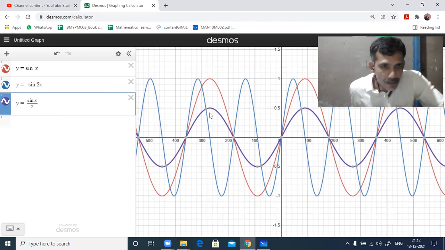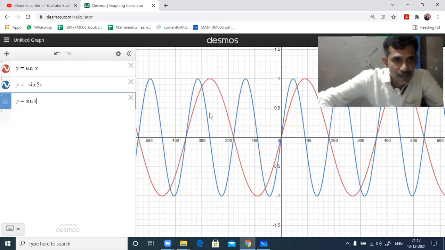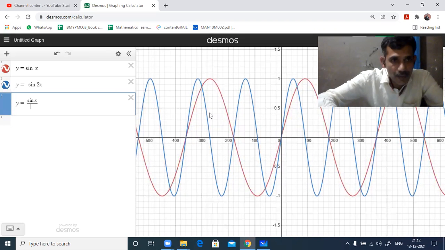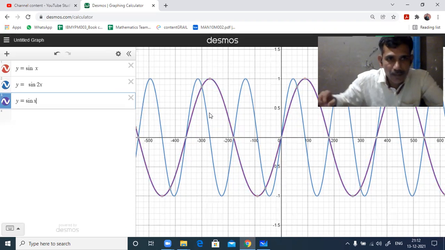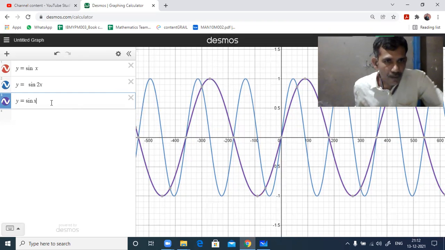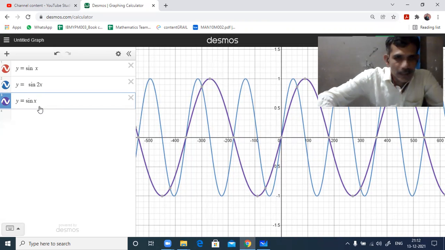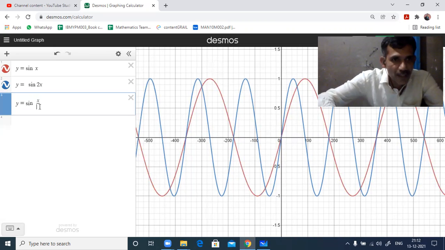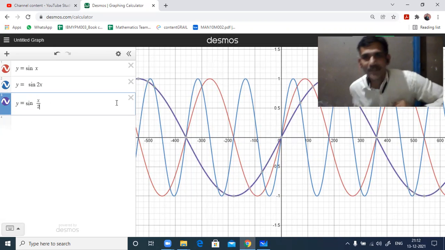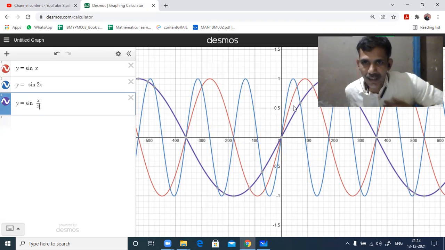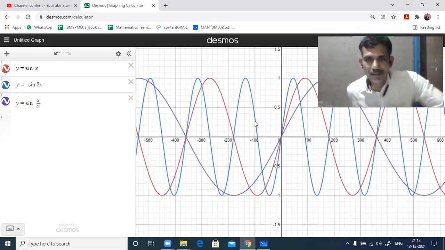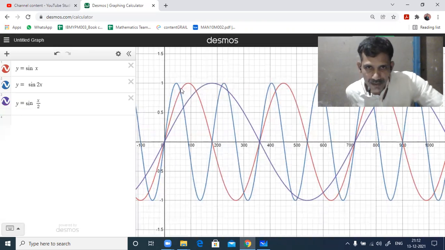I have not divided properly. X I have to divide. Sin x it is coming. Okay, what can we do? Sin, I will give some space. Now see, the period, see, the amplitude will not change. You observe this side positive only, so there will be no confusion.